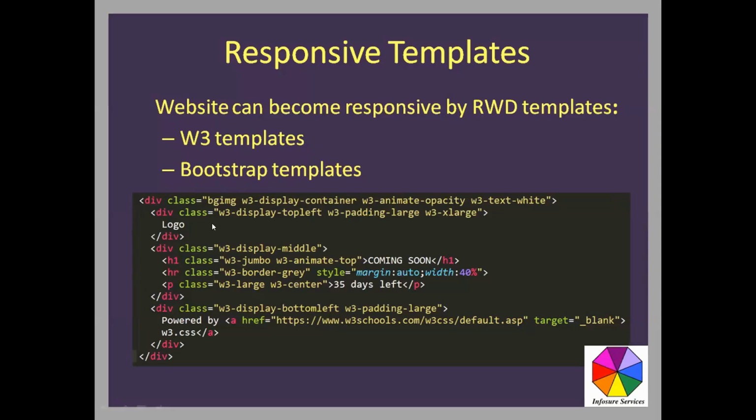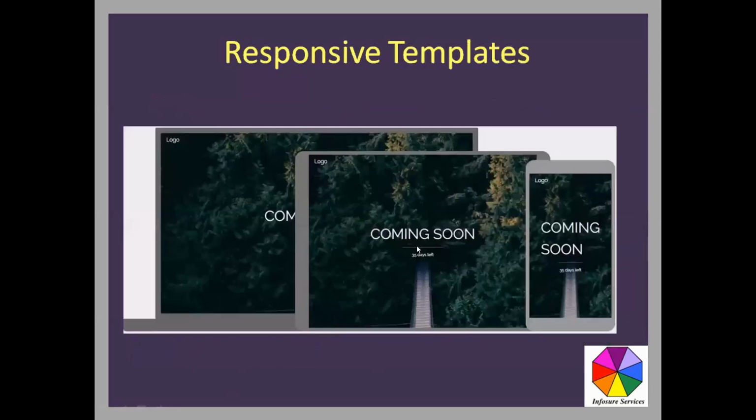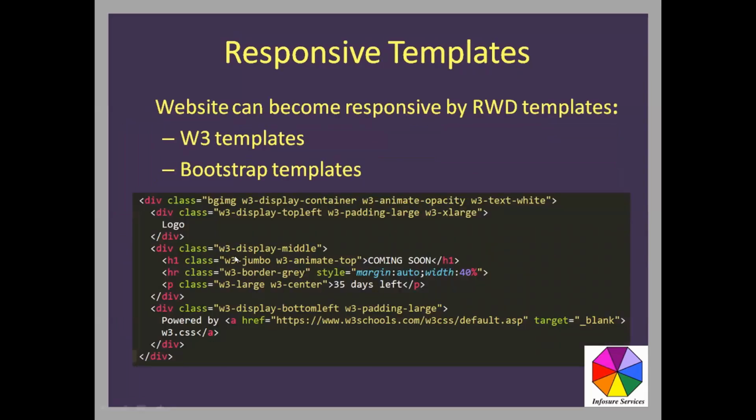And you can see here, inside this, W3 classes. When it calls w3-jumbo, w3-animate-top, that's how the "coming soon" text is appearing. So that's coming from this tag. We'll see these tags in a little bit more detail.